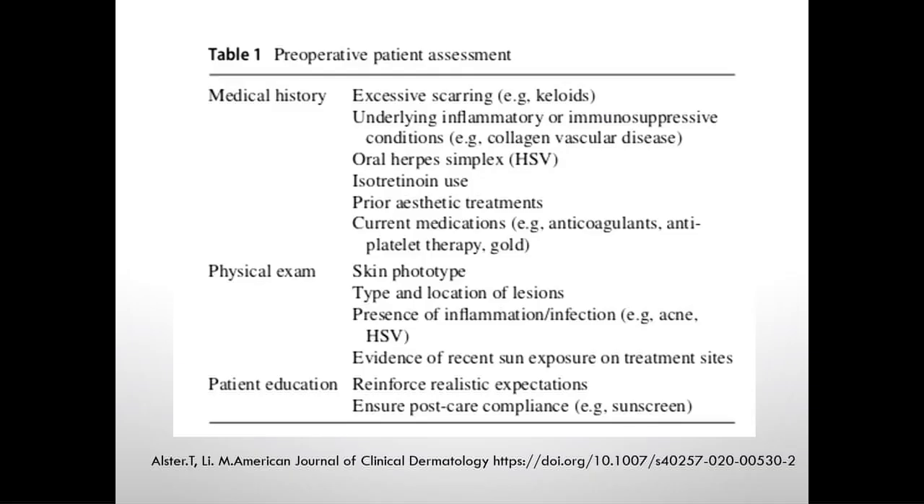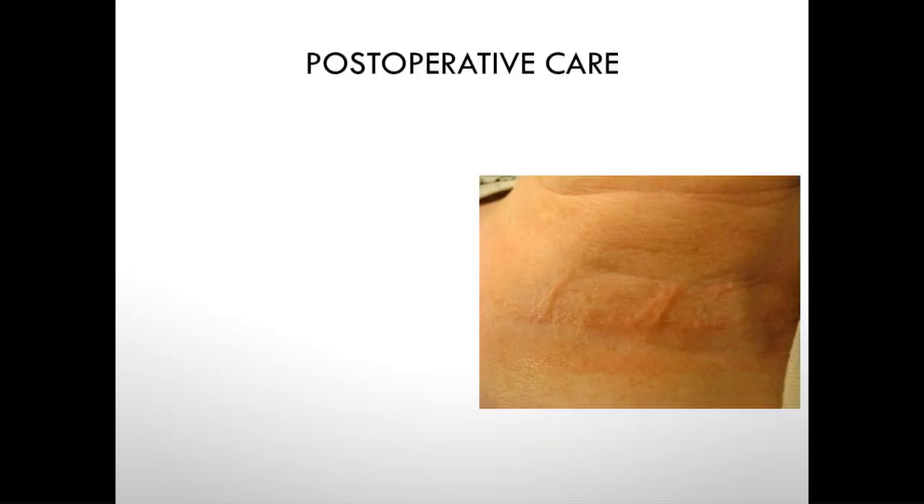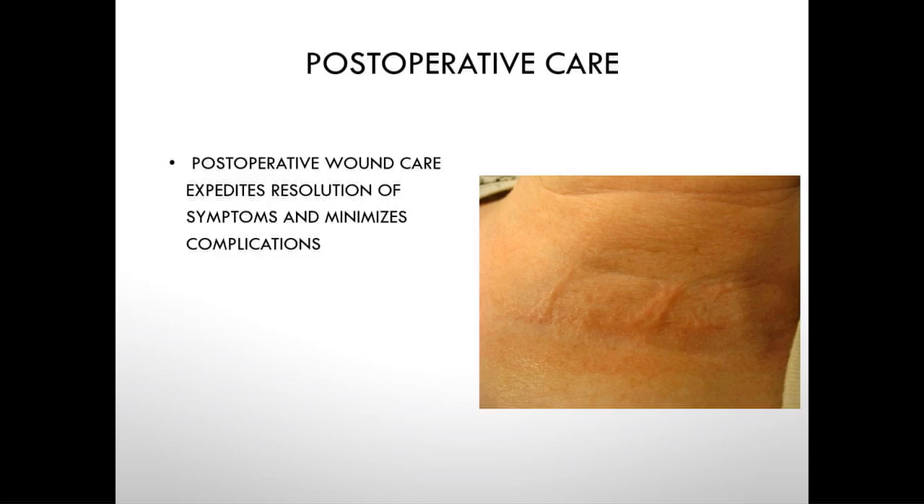This is a nice table by Dr. Ulster et al. showing what you need to ask in a pre-op visit. Medical history, excessive scarring, underlying inflammation or immunosuppressive conditions, history of HSV, isotretinoin use, current medications, prior aesthetic treatments. You should look at the skin and check the phototype, the type and location of the lesions, and the presence of inflammation or infection at the time of the surgery or the laser, and the evidence of recent sun exposure on treatment sites. And very importantly, educate the patient, enforce realistic expectations, and ensure post-care compliance, especially sunscreen.